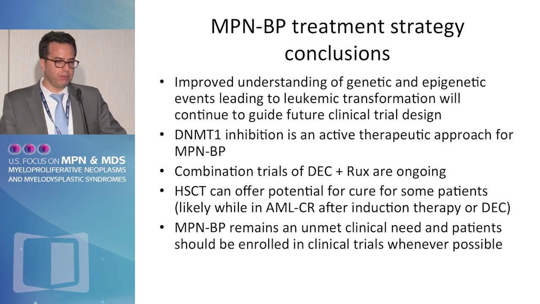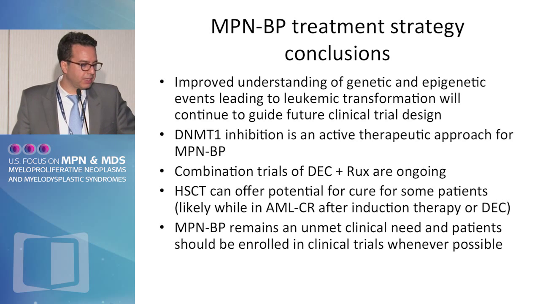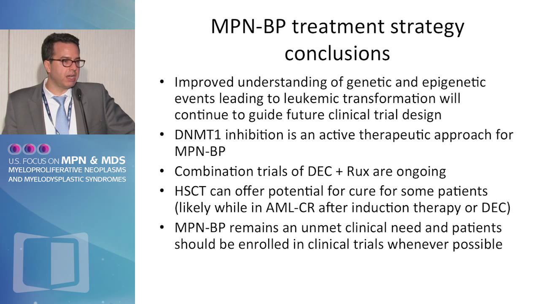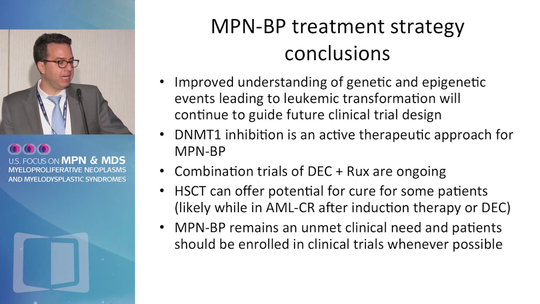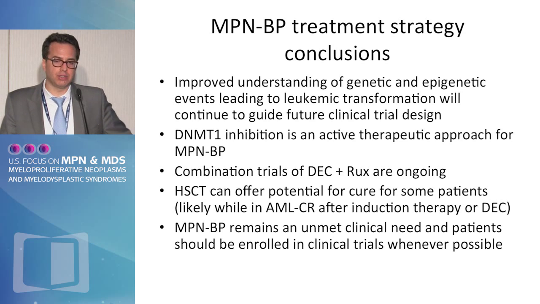So to conclude, improving understanding of the genetic and epigenetic events leading to leukemic transformation will continue to guide further clinical trial design. DNMT1 inhibition is an active therapeutic agent for patients with advanced phase disease. I'm excited about the combination trial of decitabine and ruxolitinib and hope to present that soon. Transplant can offer potential for cure for some patients, likely while in complete response or complete remission after induction chemotherapy or decitabine. And MPN blast phase remains an unmet clinical need, and patients really should be enrolled in clinical trials whenever possible.